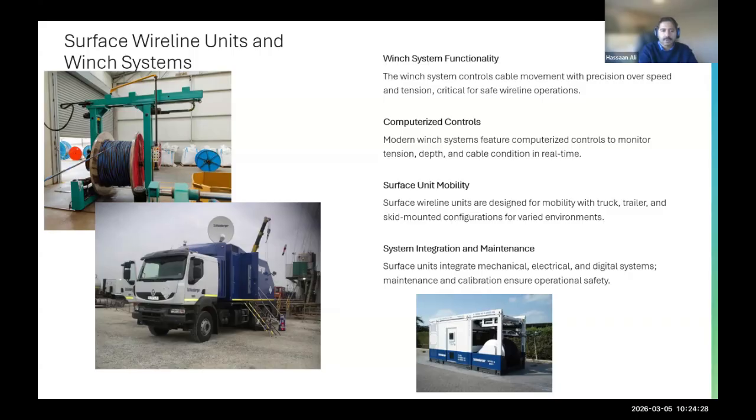One of the things about the land wireline units is that they are designed to ensure surface mobility. So they will be with a truck or a trailer and a skid mounted configuration for various environments. Skid mounted configuration is more for the offshore platforms. And surface units integrate mechanical, electrical, digital systems and maintenance in a very compact package. So you can see these are packed with electronics, which are getting all the telemetry. They are also providing power to the downhole tools. So they are usually very high reliability systems.